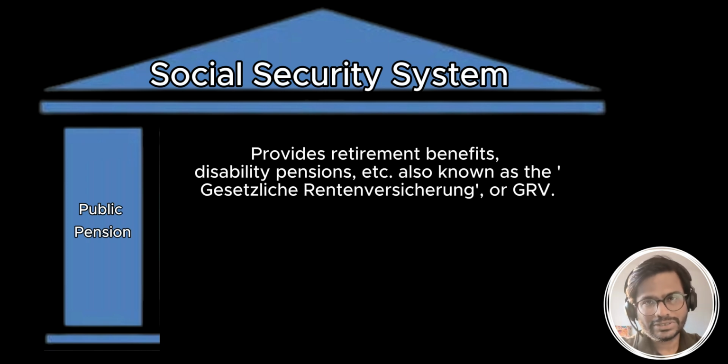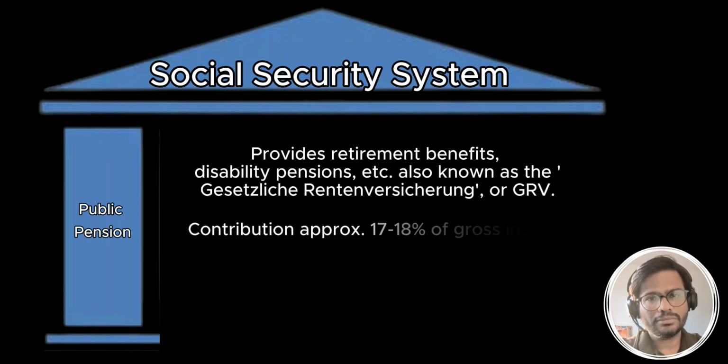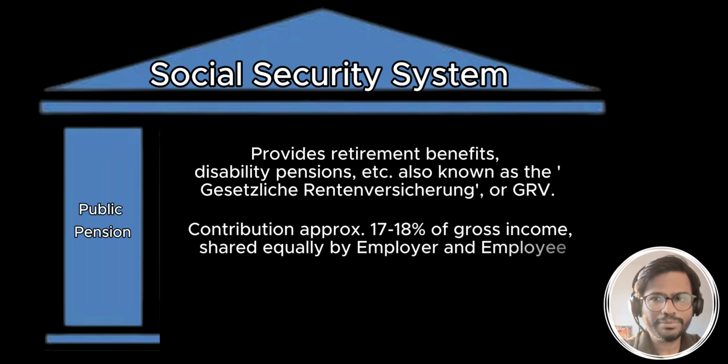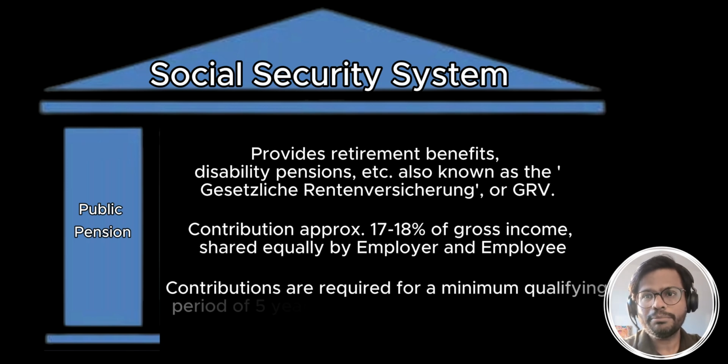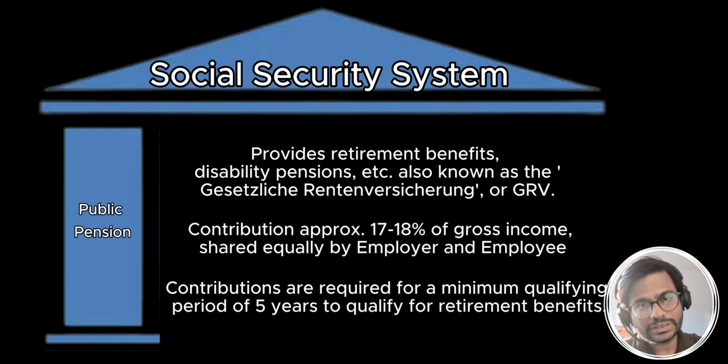The contribution is around 17 to 18%. Again, don't take these numbers as 100% exact. In some cases it will be 15%, in some cases 20% as well, but for this it will be around 17 to 18%. That would be your contribution, split between the employer and employee. But a condition applies here. The contributions are required for a minimum qualifying period of 5 years to qualify for the retirement benefits. That means you have to contribute towards this pillar for a minimum of 5 years. Only then will you be eligible to avail the benefit of a public pension.